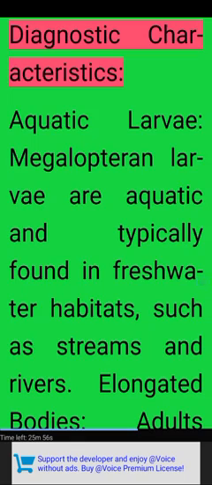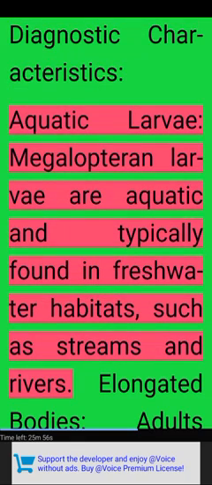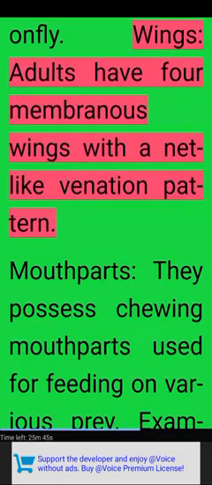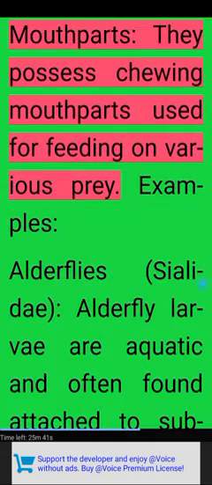Diagnostic characteristics. Aquatic larvae. Megalopteran larvae are aquatic and typically found in freshwater habitats, such as streams and rivers. Elongated bodies. Adults have elongated bodies and long antennae, often resembling a cross between a moth and a dragonfly. Wings. Adults have four membranous wings with a net-like venation pattern. Mouthparts. They possess chewing mouthparts used for feeding on various prey.